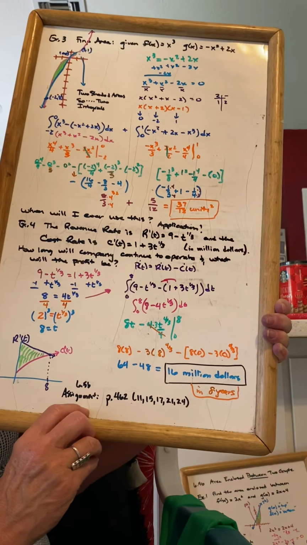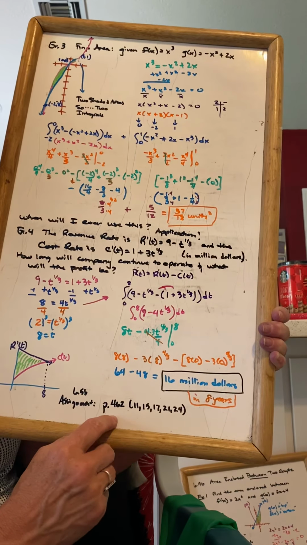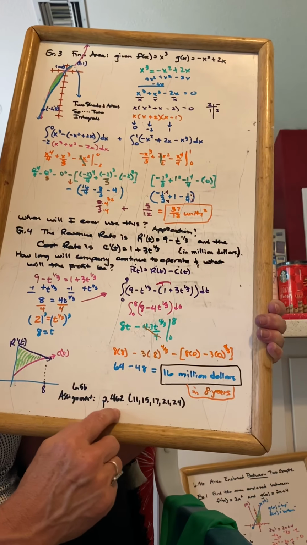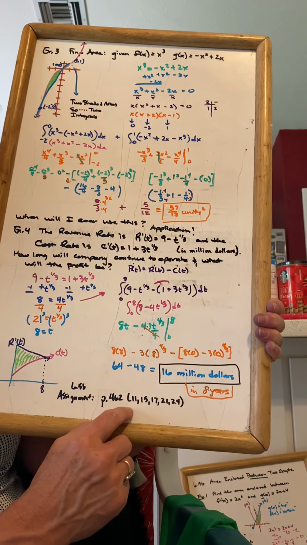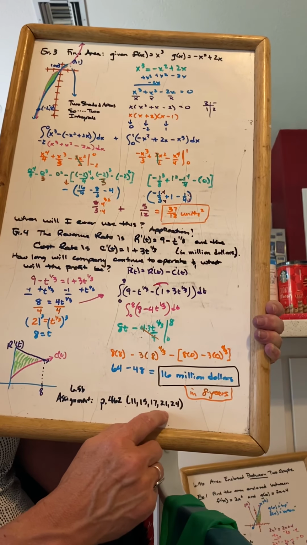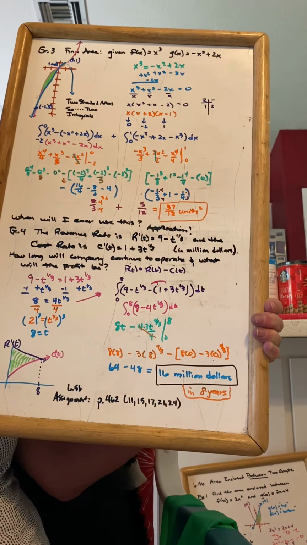Your assignment tonight will be 6.5b. It'll be the rest of the assignment on the syllabus. Page 462, 11, 15, 17, 21, and 24.